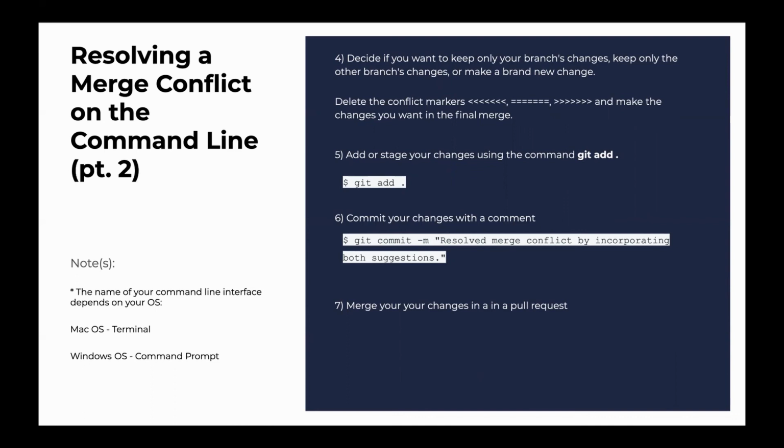And then step 5 is when you want to add or stage your changes, use the command git add. After that, you can commit your changes with a comment. An example would be like resolving a merge conflict on these files or something along those lines. And to resolve the conflict, all you have to do is merge your changes into a pull request.